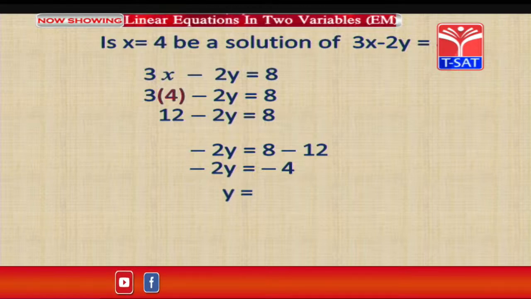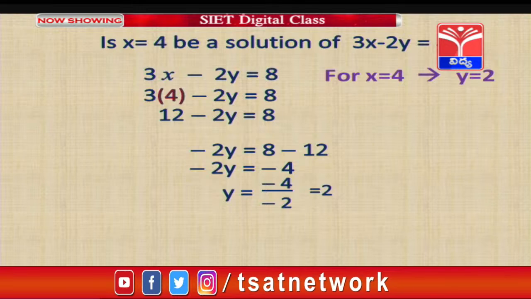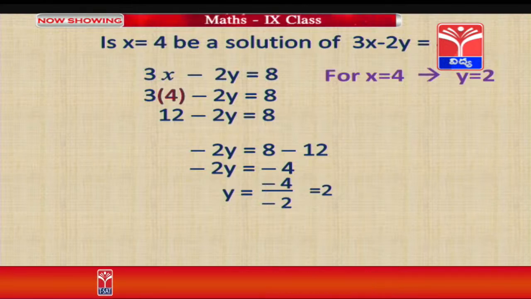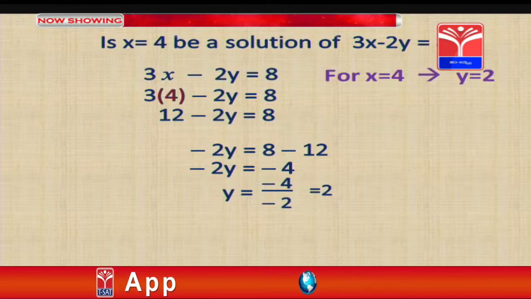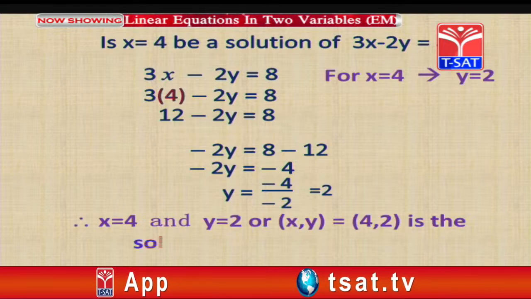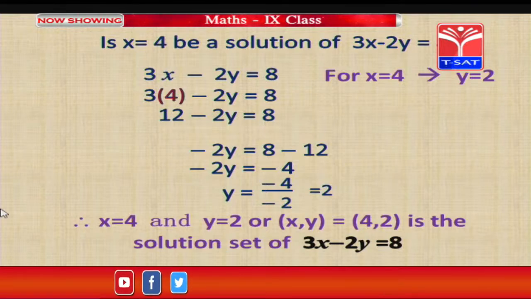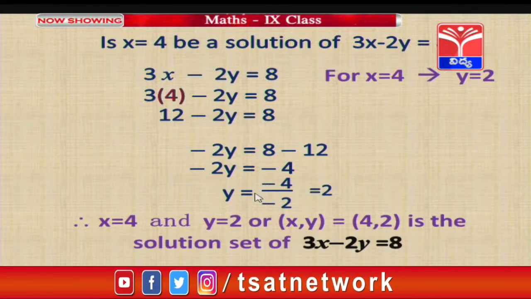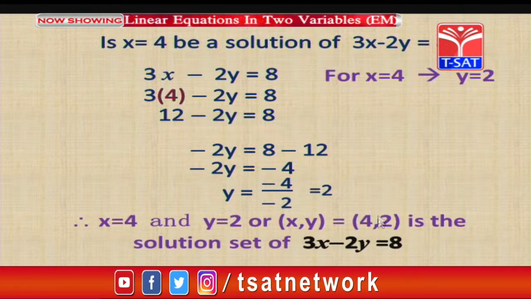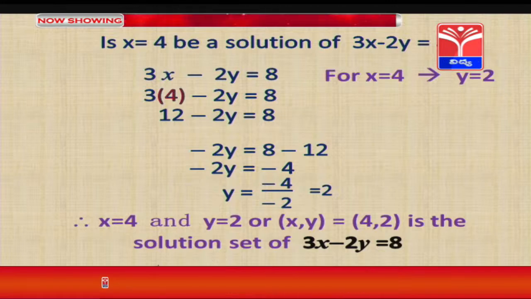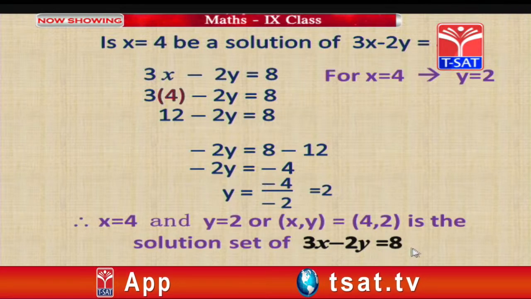Now, y is equal to how much? Minus 4 by minus 2, plus 2. Your y value is how much here? 2. So, here you will be saying the value of x is equal to 4 and y is equal to 2 as solution set, and how to represent? Therefore, x is equal to 4 and y is equal to 2, or an ordered pair x comma y, which is equal to 4 comma 2, is known as the solution set of 3x minus 2y is equal to 8.